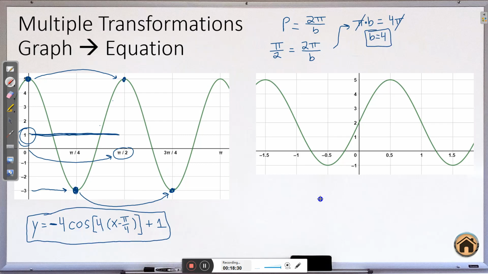All right, not too hard there, but there's lots of pieces, lots of things you have to remember. The big piece is the period and using the period to find the b value. I'm going to leave this other one as an example for you if you want to pause the video and try that one out on your own. The answer will pop up here in just a few seconds.